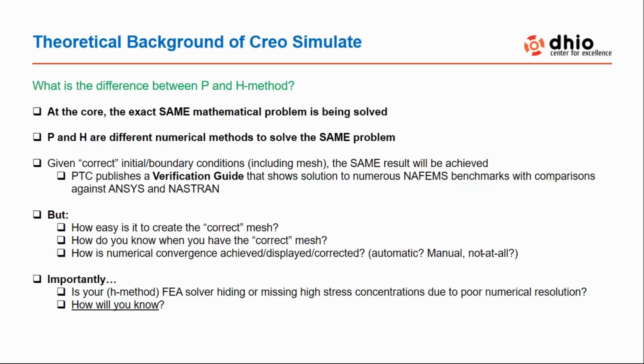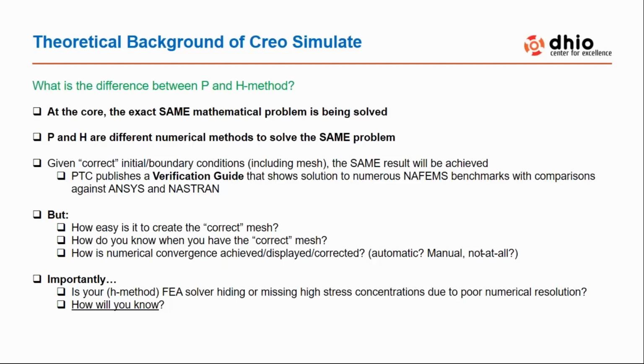For example, in p-type element or H element, we are doing the convergence. But in p-type element, we are not going to increase the mesh size, whereas in H-type element, we are going to increase the meshes. In other words, we are increasing the calculation time, the computing time, and this time is very important in every analysis. You can see that PTC publishes a verification guide. If you check, we call it NAFEMS benchmarks. We've compared with ANSYS and Nastran. So this tool's time is very low compared to any other simulation tool.